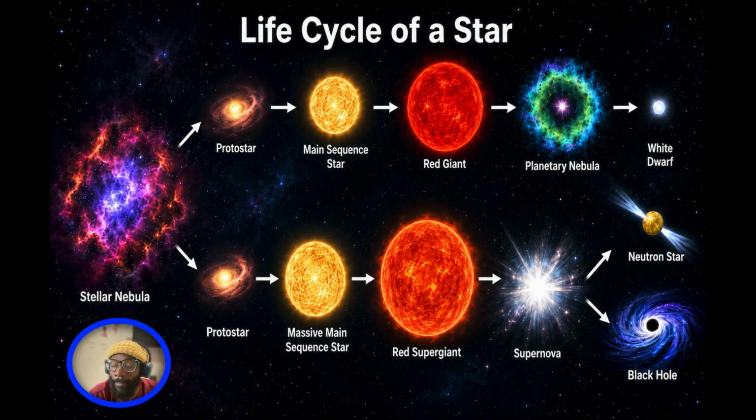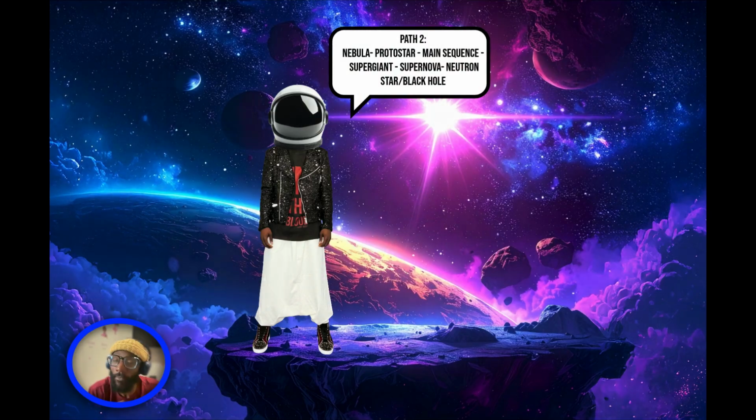So the high mass path looks like this: a nebula, a protostar, a main sequence, a supergiant, a supernova, a neutron star, or a black hole.